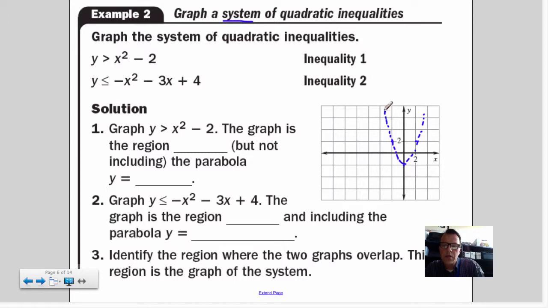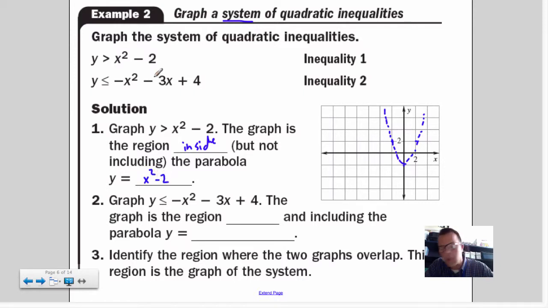Right, and again, make sure you clearly show a dashed line. And so here, the test point would be 0, 0, and 0 is greater than negative 2. So I will shade inside this parabola, but I'm going to hold off, right? I'm going to hold off here so that I am going to do inside, and I want to kind of keep track of that.